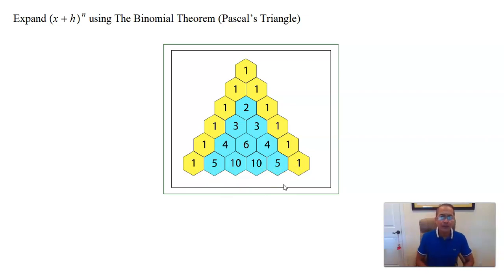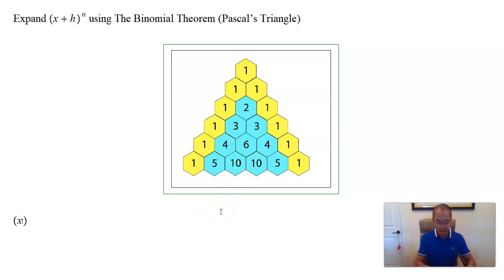So as we can see, Pascal's triangle is symmetric. So we have 4 reflected here on the other side as well, 5 reflected with 5, and 10 reflected with 10. So how do you use Pascal's triangle to expand a power? Let's do it for the fourth power over here, let's say.